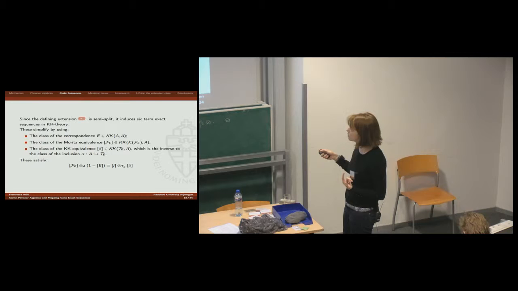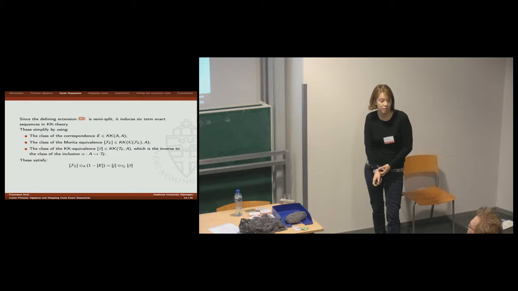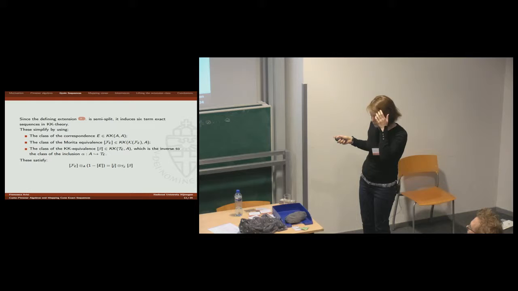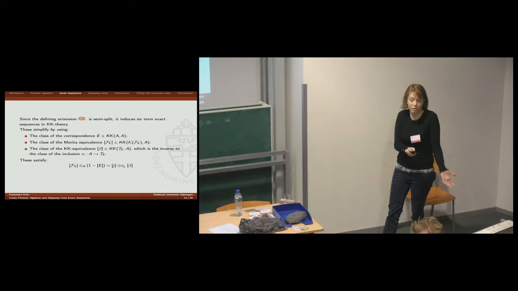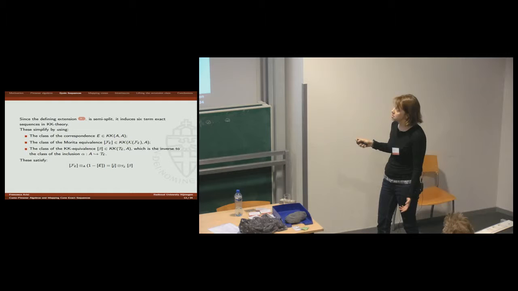The first one is the class of the correspondence, because we know that this correspondence, under our assumptions, goes into the compacts. So it will define a class in KK(A, A). But we also have this Fock module, which is naturally a Morita equivalence between the compacts on the Fock module and the algebra of scalars. And this was actually proven by Pimsner in his paper: there is a KK equivalence between the Toeplitz algebra and the algebra of scalars. And this is the inverse of the class of the inclusion of the scalars into the Toeplitz algebra.